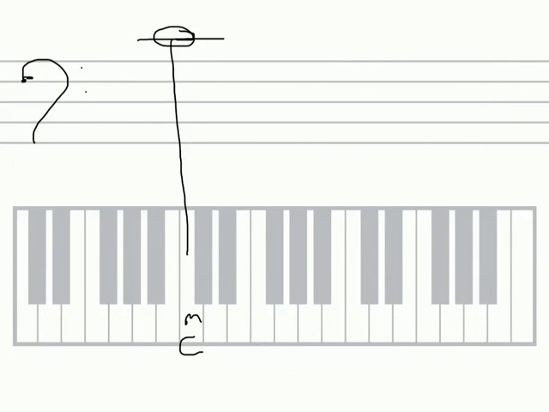Of course, now when we go down from middle C on the bass clef, the notes are always going down on the keyboard. So this is middle C. The next note down would be a B. And then the next note down would be an A. And then the next note down would be a G. And the next note down would be an F. So let's review that one more time. C, B, A, G, and F.